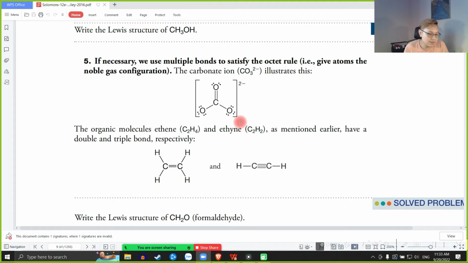Carbonate ions. Okay, one thing about a carbonate ion I want to show you is that the oxygen on top has eight electrons, right? But the oxygen on the bottom left and bottom right doesn't have enough. You can see here, they do have eight as well, but something is wrong that makes it into 2 minus for the whole ion. Something went wrong there.